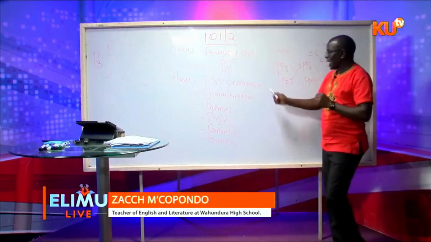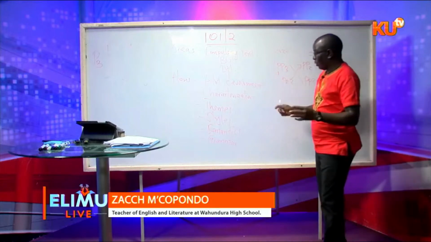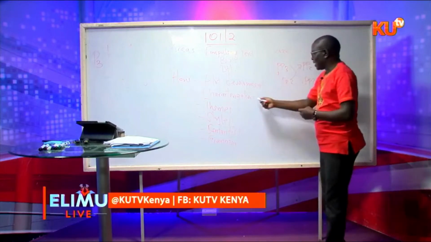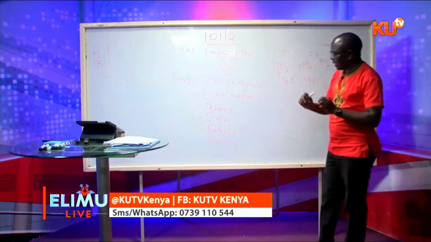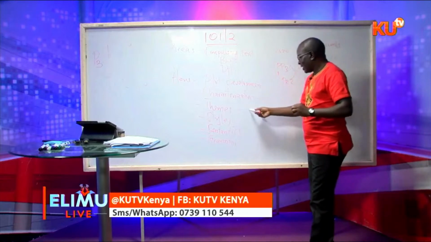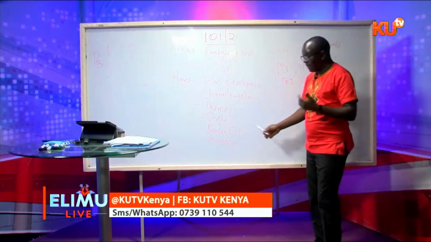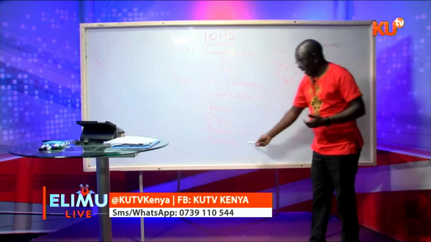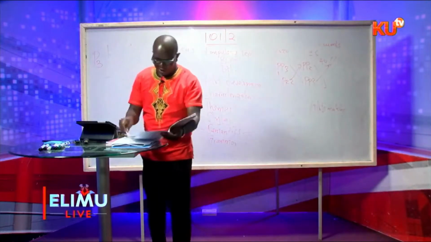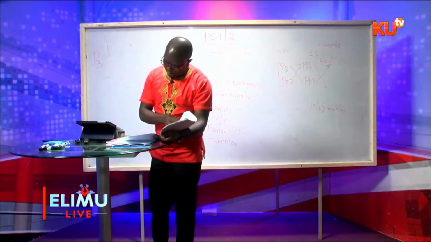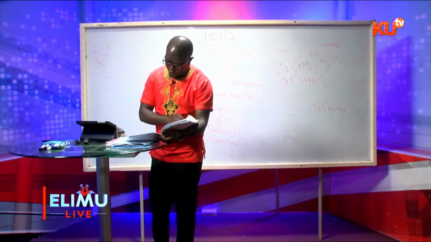Plot development. How is that extract helping us to continue with the book? How is it helping us to develop the plot? Characterization. Which characters are involved in that particular extract? Which themes are there? Which styles are there? Meaning, or probably you're given two words that are supposed to give a meaning, and then the grammar. So I'm going to focus on KCSE 2019 and KCSE 2020.